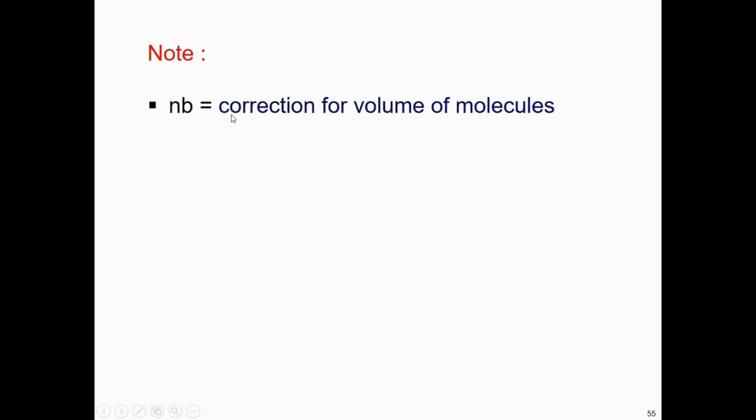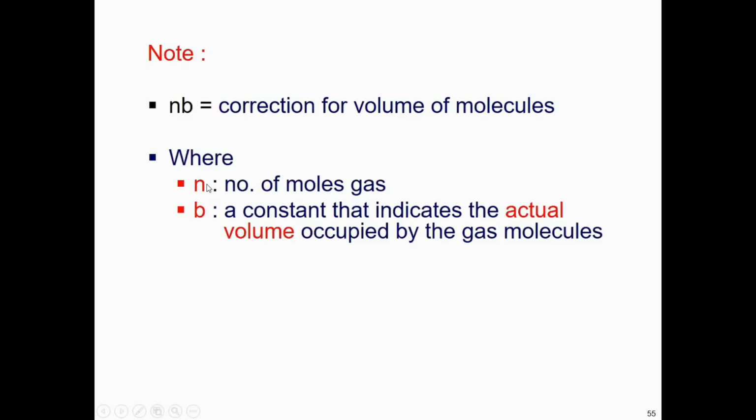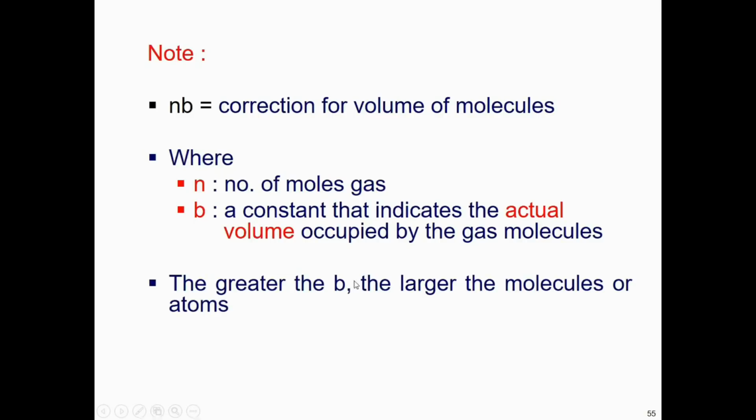So what is nb? nb is the correction for volume of molecules since we take into account the volume of gas particles in real gas. So n is the number of moles of gas, while b is a constant that indicates the actual volume occupied by the gas molecules. So the greater the value of b, the larger the molecules or atoms for the gas. And this is the unit for b.